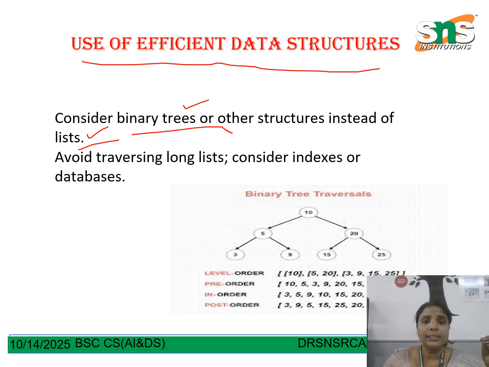For example, lists are simple and flexible but may be inefficient for frequent insertion or lookup in the middle. In such cases, difference lists can improve performance. To avoid traversing long lists, consider indexes or databases.